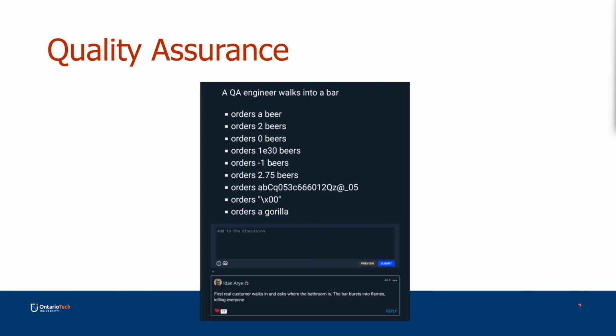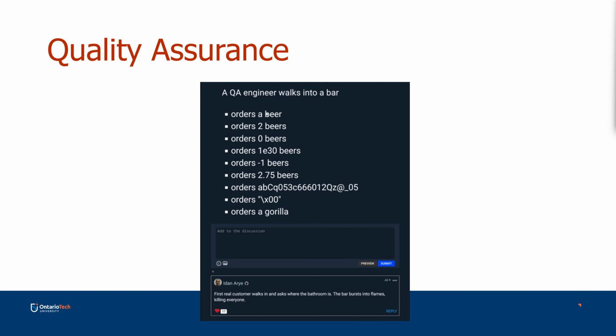And then somebody posted a comment saying, customer asks where the bathroom is, and the bar bursts into flames. So not completely outlandish idea. And so this is something to keep in mind. This is quite clever because this represents a really good set of tests.